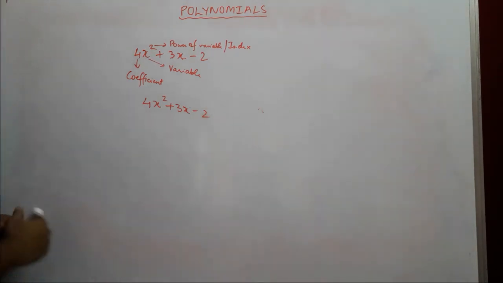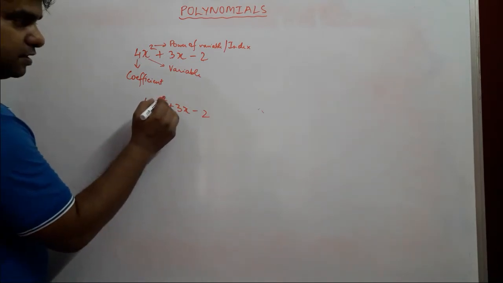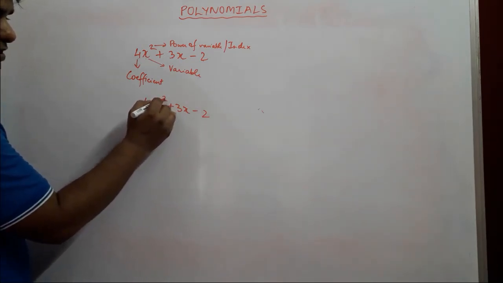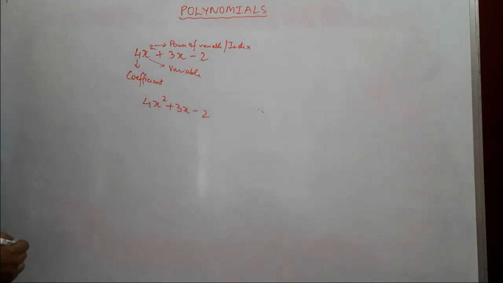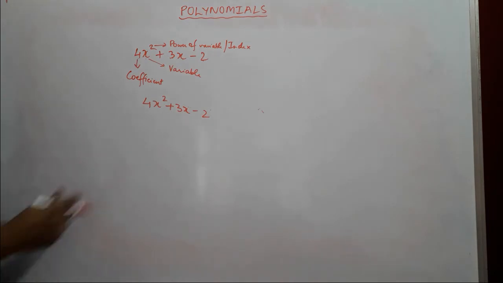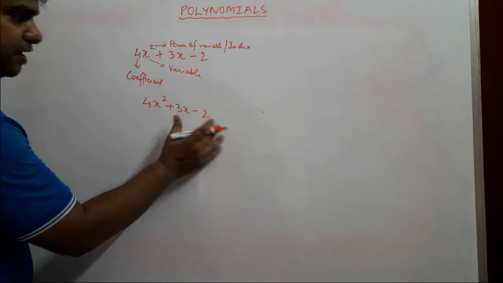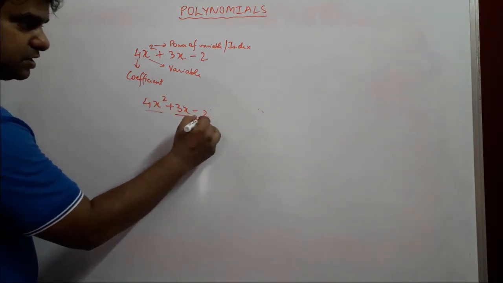Then have a look how it has been arranged. The degree begins with the highest degree first. 2 is the highest degree, then it is 1, then it is 0 over here. So it is always in the descending order. There is some arrangement that is always done. And have a look, this is one term, this is the second term, this is the third term.